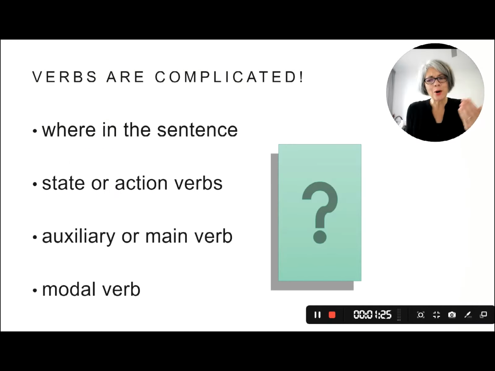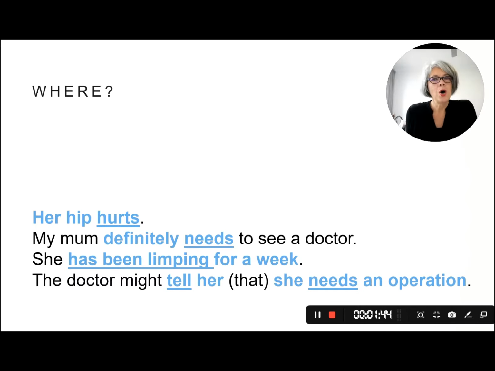But verbs are complicated, as I said at the beginning. You have to know where they go in the sentence, if they're state or action verbs. Is it the auxiliary or the main verb? And you also have to learn modal verbs. Oh my goodness. Let's start with where do you put the verb in the sentence?